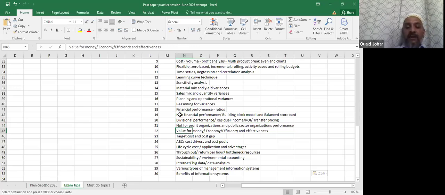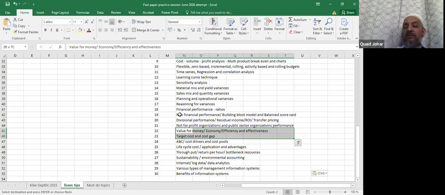इसके बाद वैल्यू फॉर मनी, ये भी अक्सर पूछा गया है. द 3 E's, वैल्यू फॉर मनी, द इकोनॉमी, एफिशिएंसी एंड इफेक्टिवनेस, इनकी डेफिनेशंस याद करें. और हाउ टू कैलकुलेट, how to assess that economy is present or not, efficiency is present or not, effectiveness is present or not. You should be able to do that.